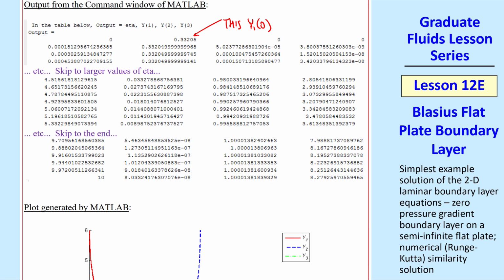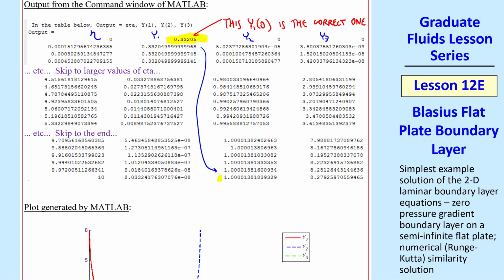It turns out that this y1 of 0 is the correct one, where this table shows eta, y1, y2, and y3. After some trial and error and iteration, this value of y1 causes our y2 to go to 1, or very nearly 1, to the fifth digit at eta equal 10, or infinity. If you put in any other value of y1 at the wall, this will asymptote to something other than 1. So this is the only correct solution that satisfies all three boundary conditions.